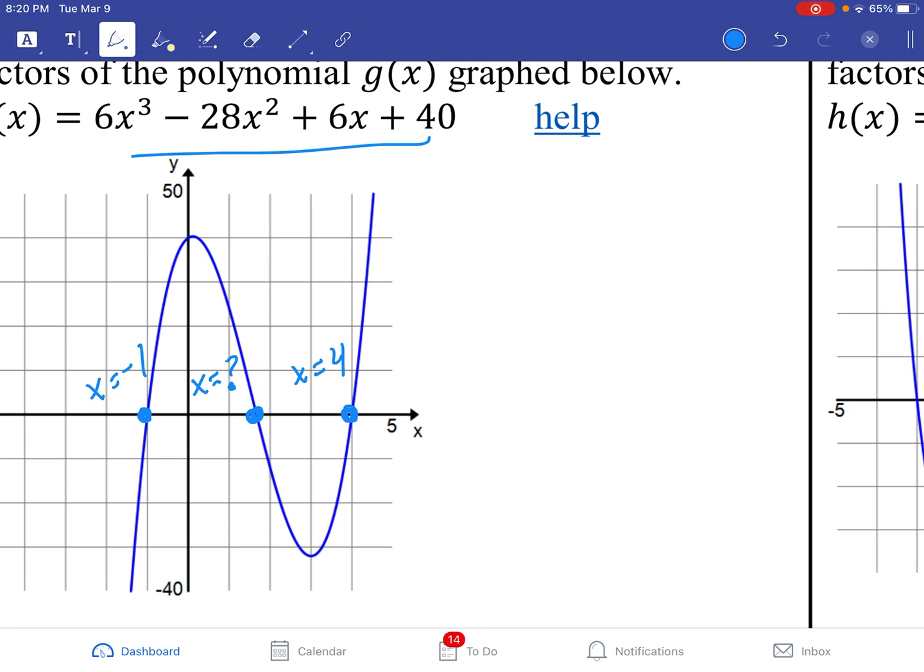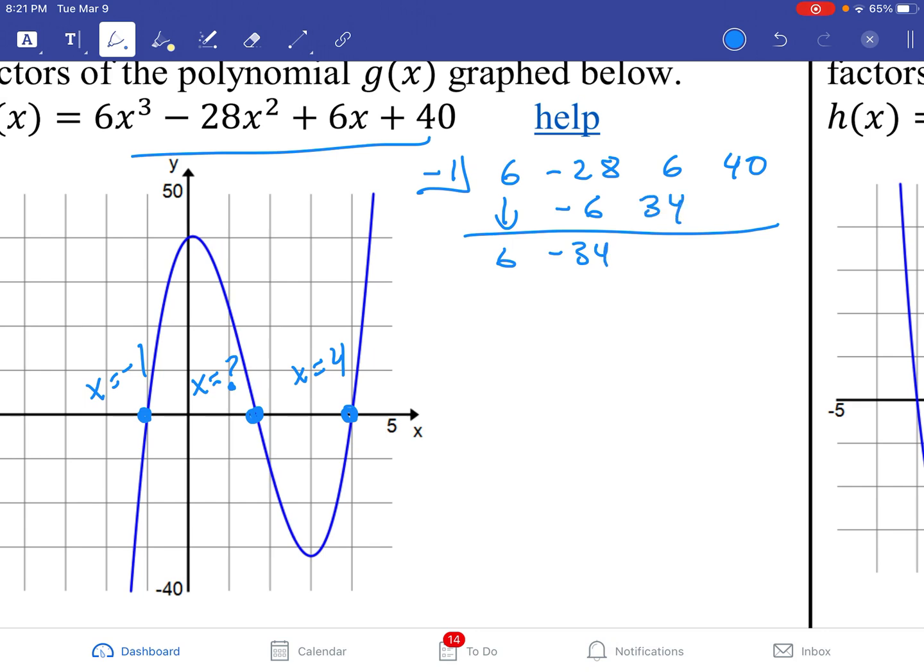Okay, so I'm going to start with negative 1 first in my little box. So I have the coefficients of 6, negative 28, positive 6, and positive 40. I drop the first number, which is 6, times negative 1 is negative 6. Negative 28 minus 6 is negative 34. Times negative 1 is positive 34. 6 plus 34 is 40. Times negative 1 is negative 40, which gives you 0. Okay.